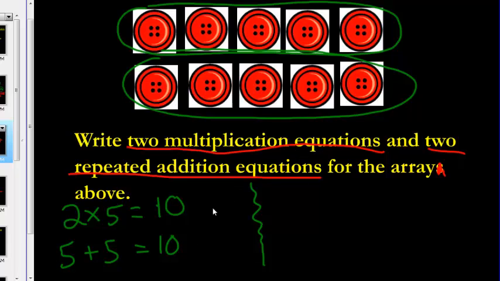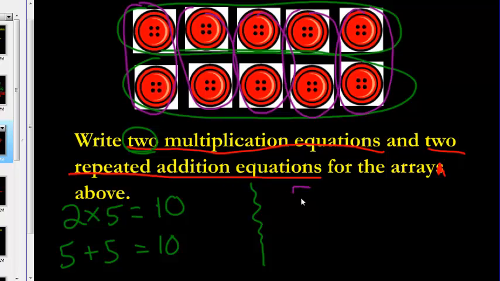How about for, let's see here, it says 2 multiplication equations. We have only 1 multiplication equation and 1 repeated addition. Let's do the second part. Let's go up and down. These are columns. I have one column, two columns, three columns, four columns, five columns. So I'm going to write five columns or five groups.